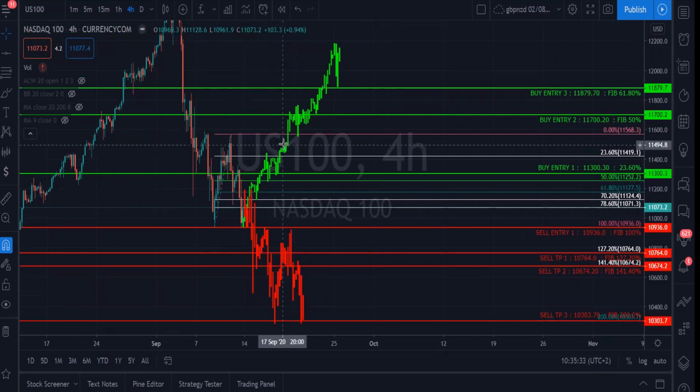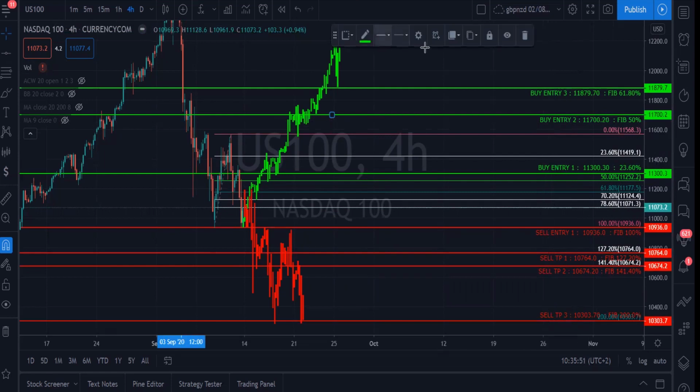So on the basis that NAS goes up, you will take your buy entry at 11,300. You will take more buy entries at 11.7 and 11.8. If you want this buy entry, you can close it here and put a profit here. You with me? Okay.